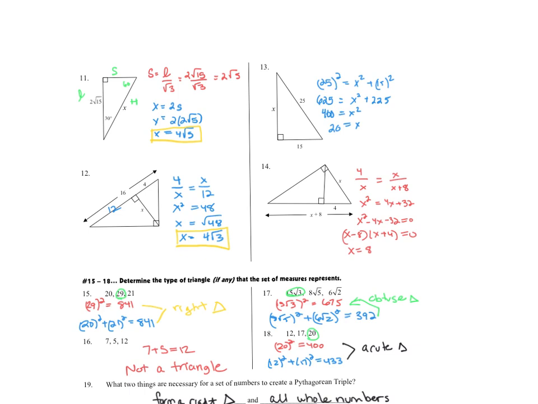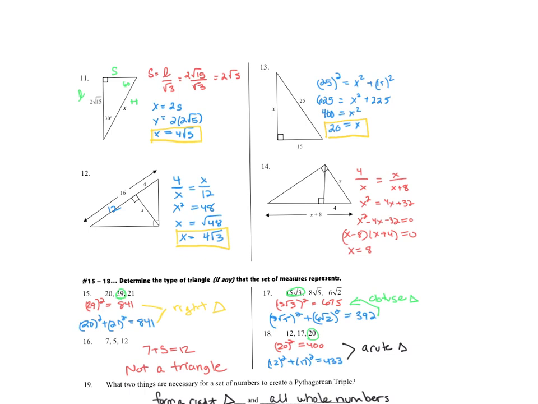All right, number 13. We are given a right triangle. We're given the hypotenuse and we're given one of the legs, so we're using the Pythagorean theorem to figure out that the leg that is missing is 20.